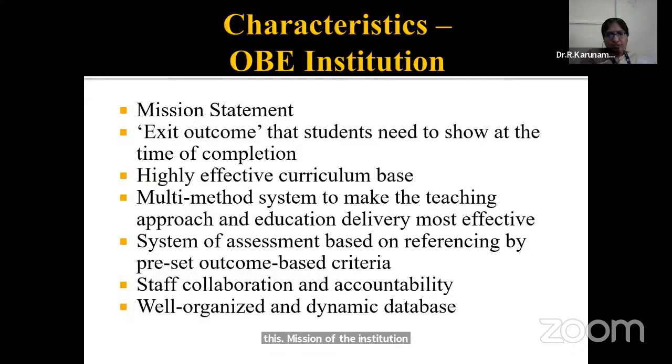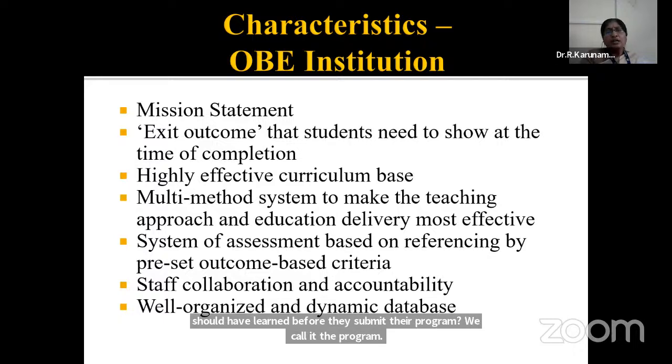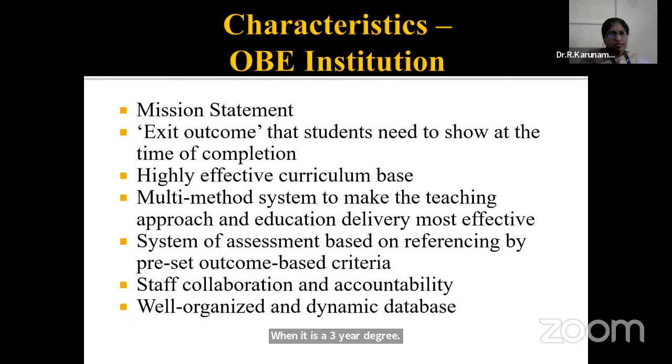A clear definition of the exit outcome that students need to show before the completion of their graduation. What are all the things the particular set of students should have learned before they submit their program? When it is a 3-year or 4-year degree in engineering institutions, we call it a program. So before the completion of the program, what are all the things the student should have learned?